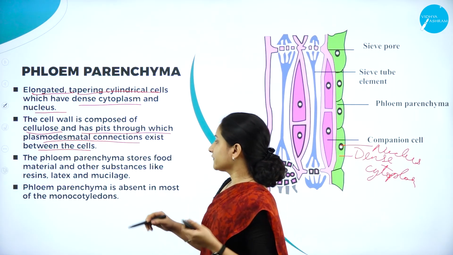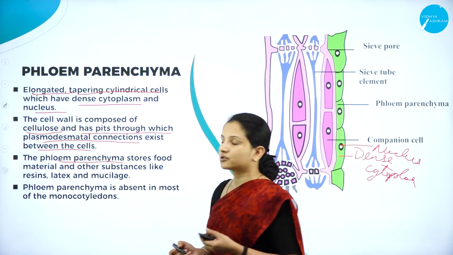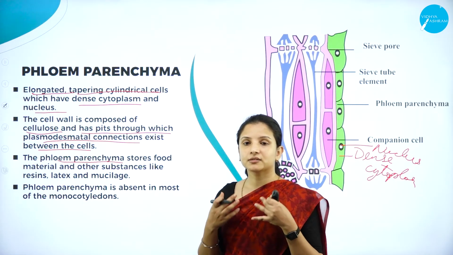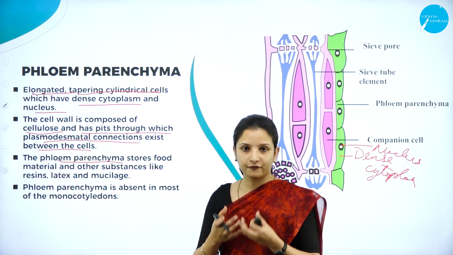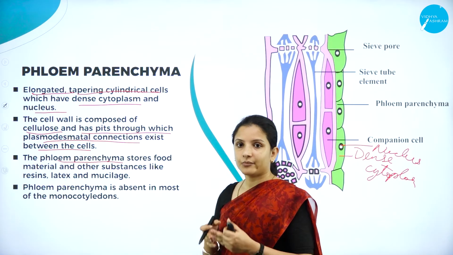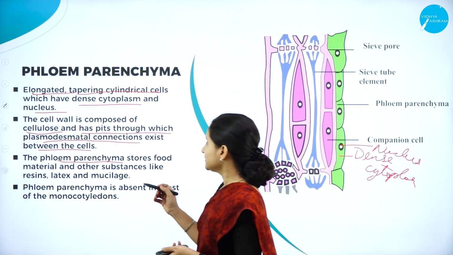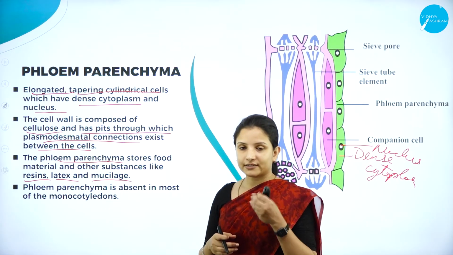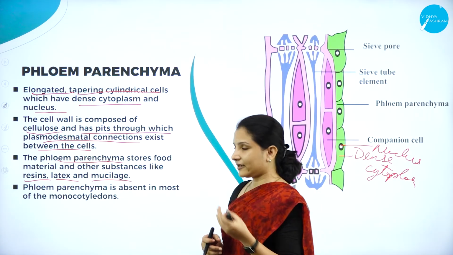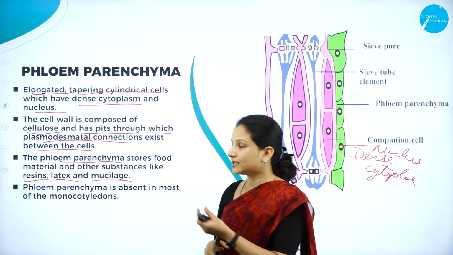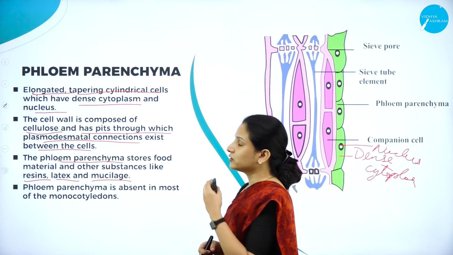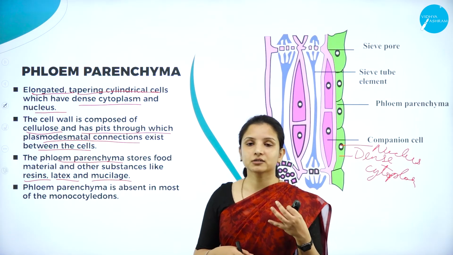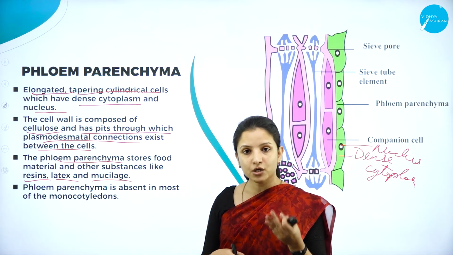The phloem parenchyma usually helps in the storage of food materials. Remember I told you the main function of parenchyma is to store food. Just like that, phloem parenchyma also helps in the storage of food materials such as resins, latex and mucilaginous substances. So all the resins, that is the gummy substance, the latex, the rubbery substance, and the mucilaginous substances are stored in the phloem parenchyma. Why so? Because phloem parenchyma is one of the tissues which help in the conduction of food.